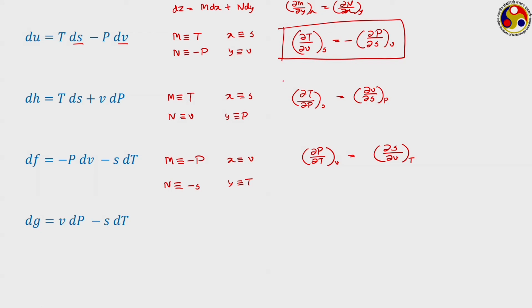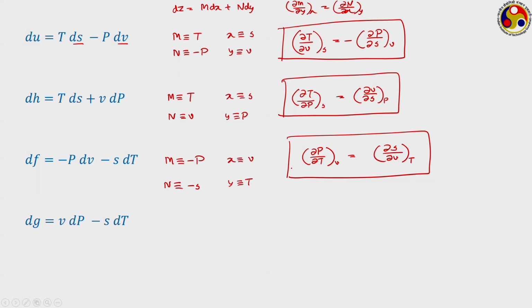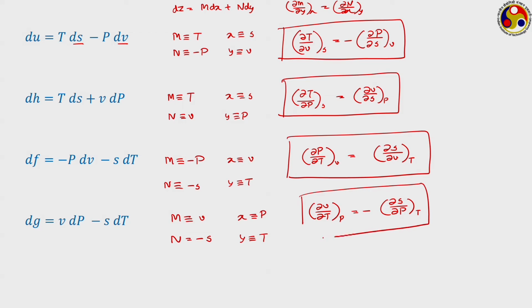The first one from the internal energy expression, second one from the enthalpy expression, third one from the Helmholtz free energy expression, and the one from the Gibbs free energy expression, where we have m equivalent to small v, n equivalent to minus of small s, x is equivalent to P, y equivalent to T. So, if we write there, we have ∂v/∂T at constant P is equal to minus of ∂s/∂P at constant T.